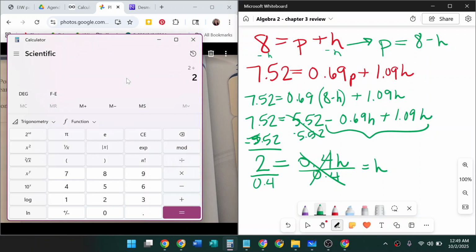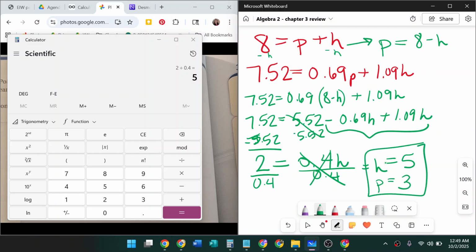Again, this is way easier than I'm making it. Equals 5. And because we bought 8 altogether, the pens must be the other 3. Okay, so system of 2 equations, 2 unknowns.